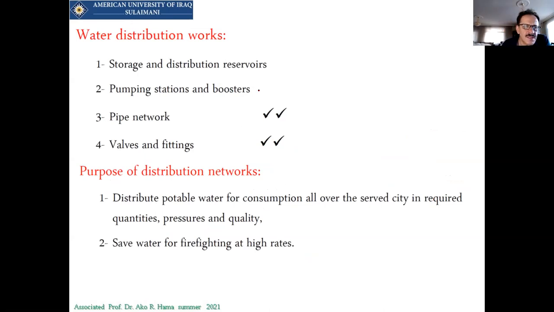Now, here are the main elements of a water distribution network. We should have a store or storage, and I mean by the storage an elevated tank. And we have a distribution reservoir. This is an elevated tank.